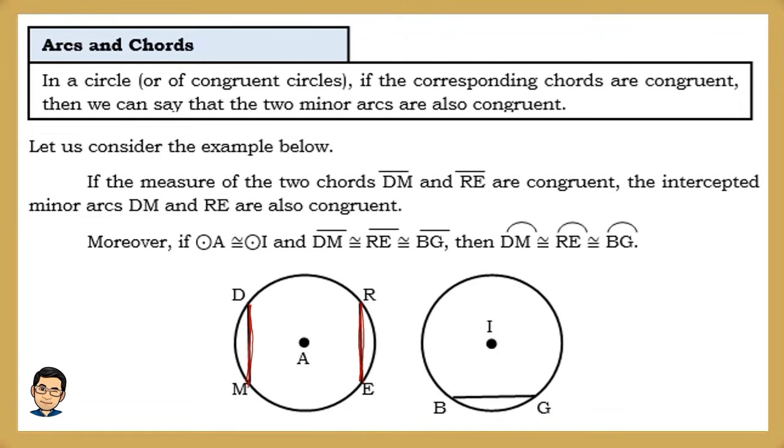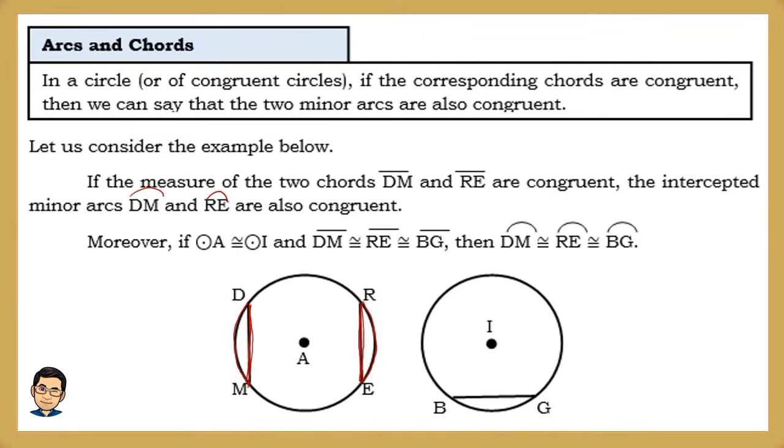And then, yung mga arcs naman na tinutukoy niya, yung minor arcs, ito yun. So, arc DM. Then, yung pangalawa, arc RE. Okay, so kahit na pareho sila ng pangalan, magkaiba po yan. Yung isa, chord, yung isa, minor arc. Okay? So, lagyan lang natin ng symbol for minor arcs, for arcs. Ayan. And then, punta tayo dun sa congruent circles.